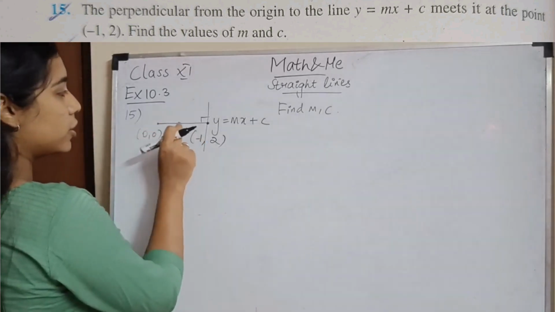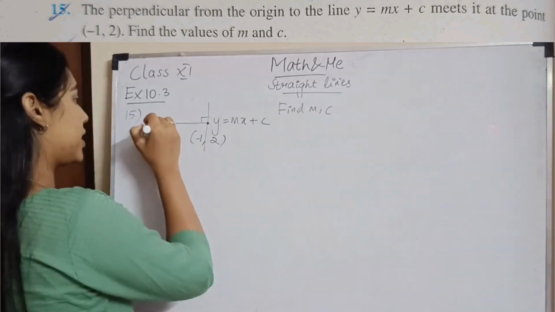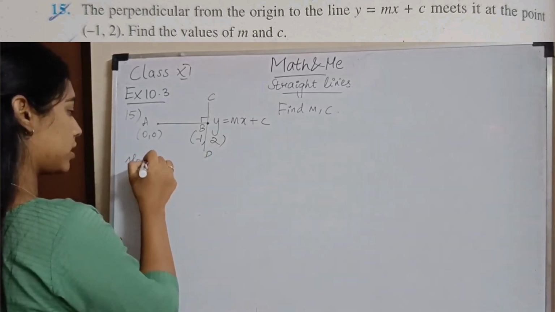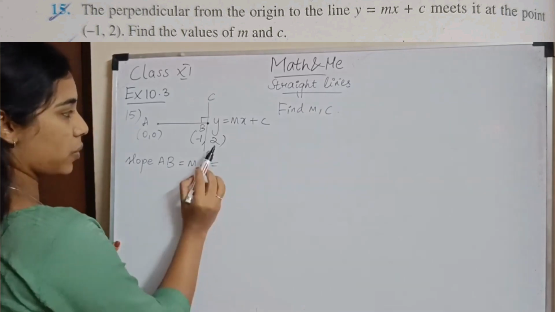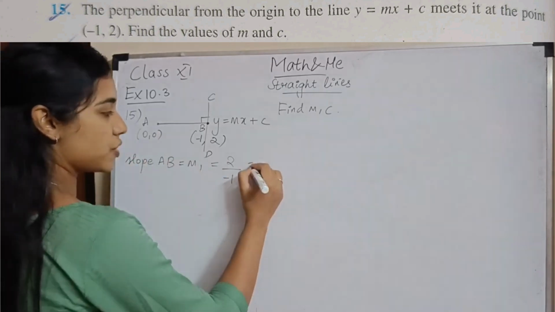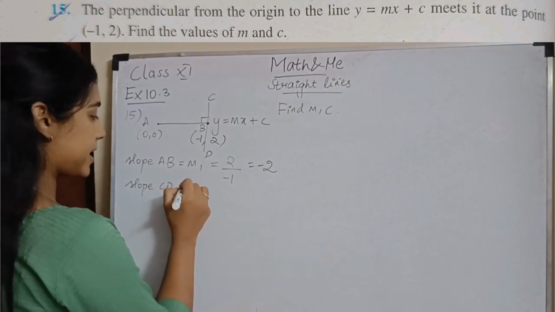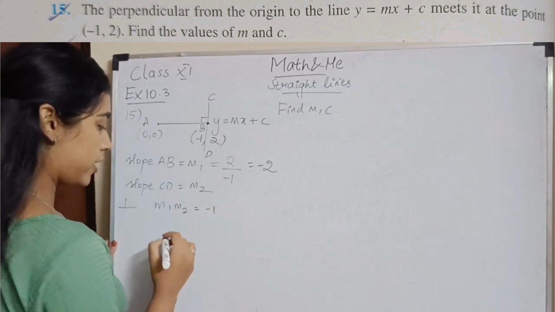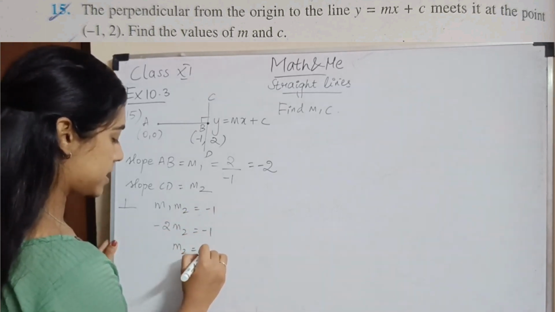You have 2 points for this particular line. So let me find the slope of this particular line. I call it A, B, C and D. So slope AB, I name it as M1, is y2 minus y1 divided by x2 minus x1. So it is minus 2. Slope CD is M2. So what do you know about perpendicular lines? M1 times M2 is minus 1. Minus 2 times M2 equals minus 1. M2 is half.